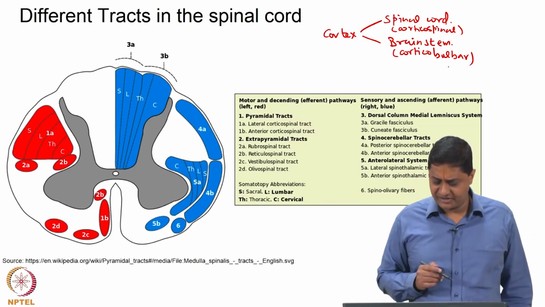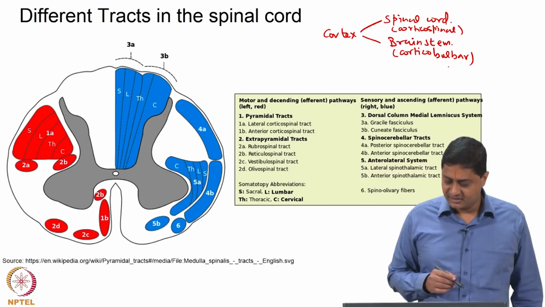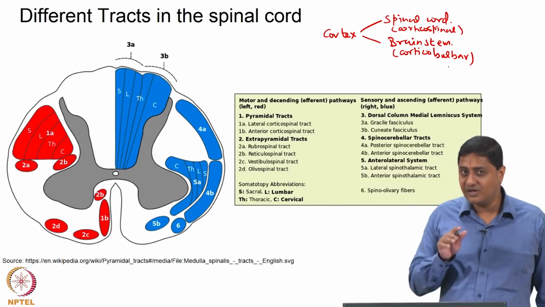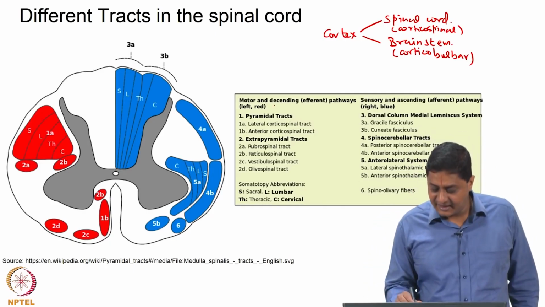What is shown in this picture here is the transection of a vertebra showing different projections. Some of these are afferent, some of these are efferent. Here we are only focusing on the efferent pathways. What do you mean by efferent? These are descending pathways.